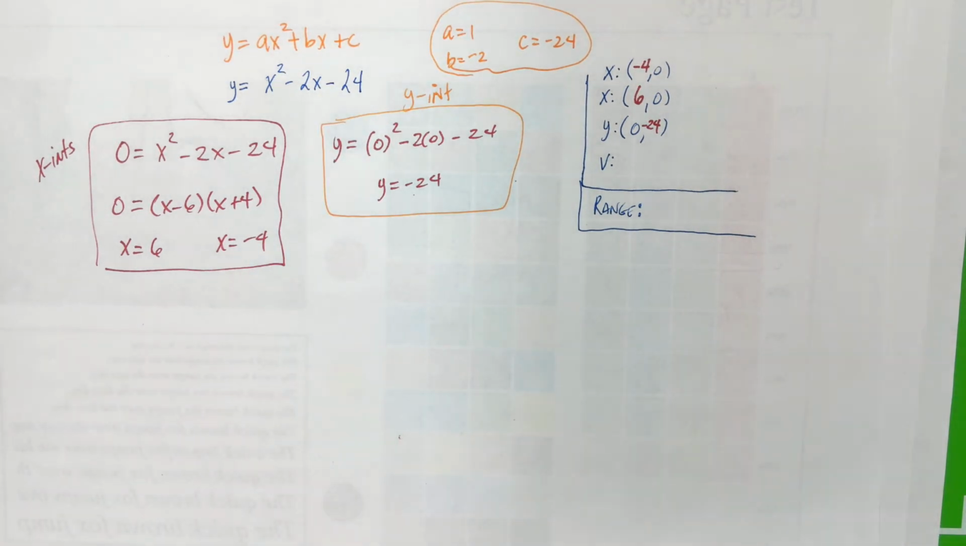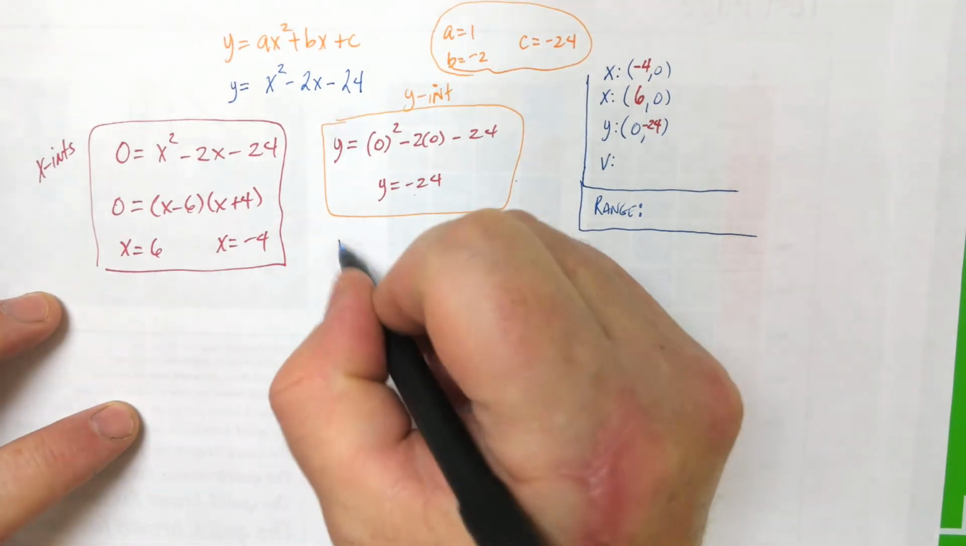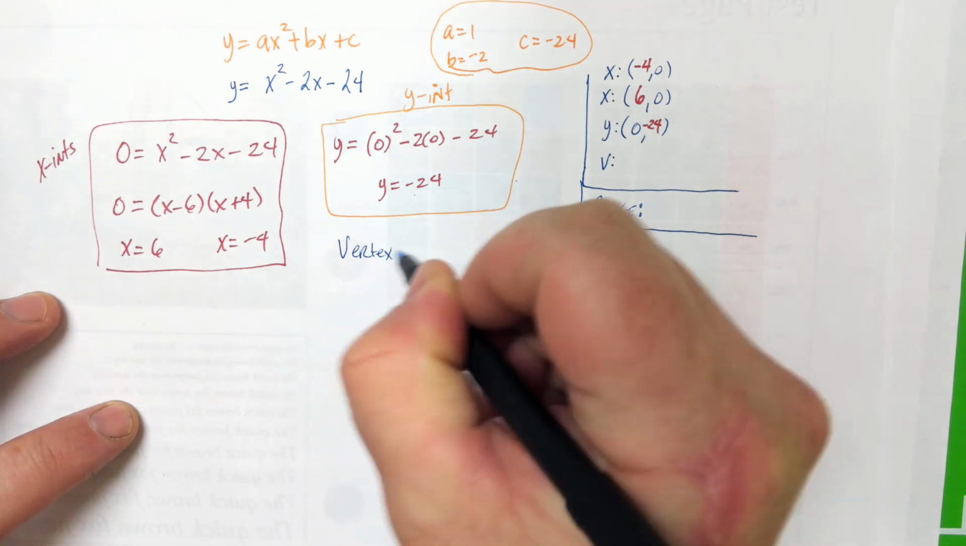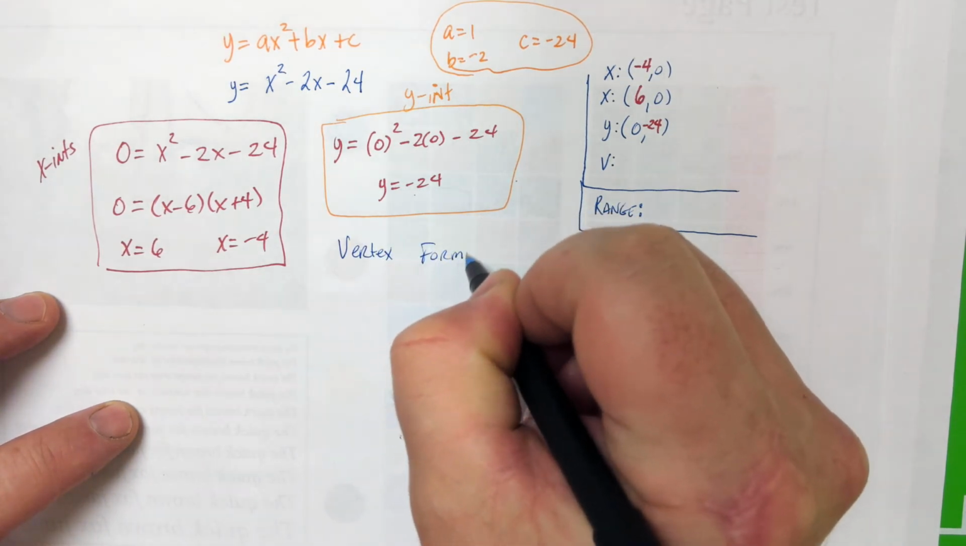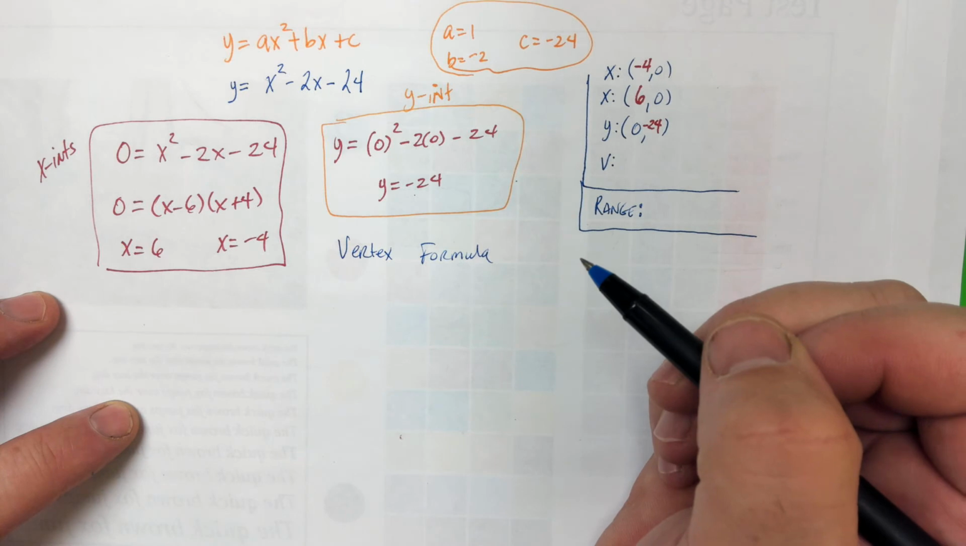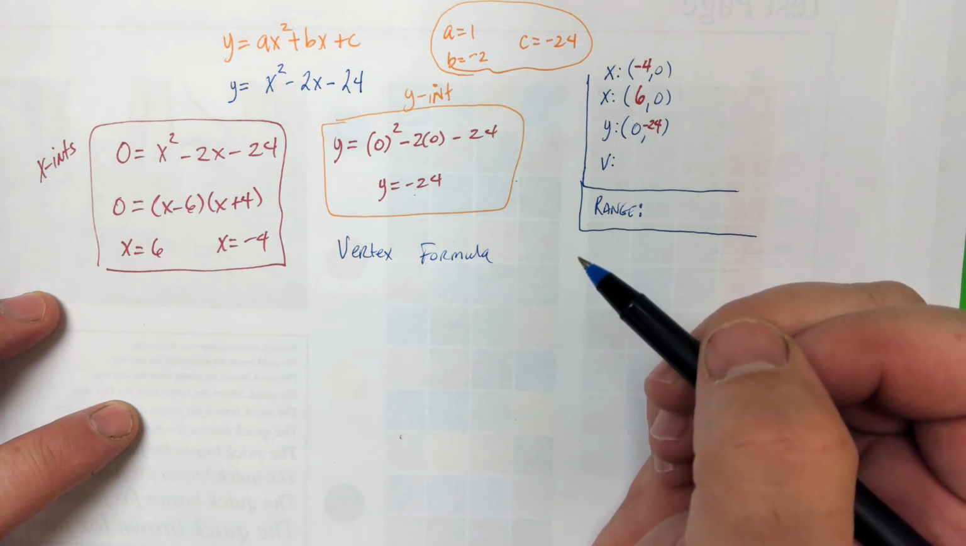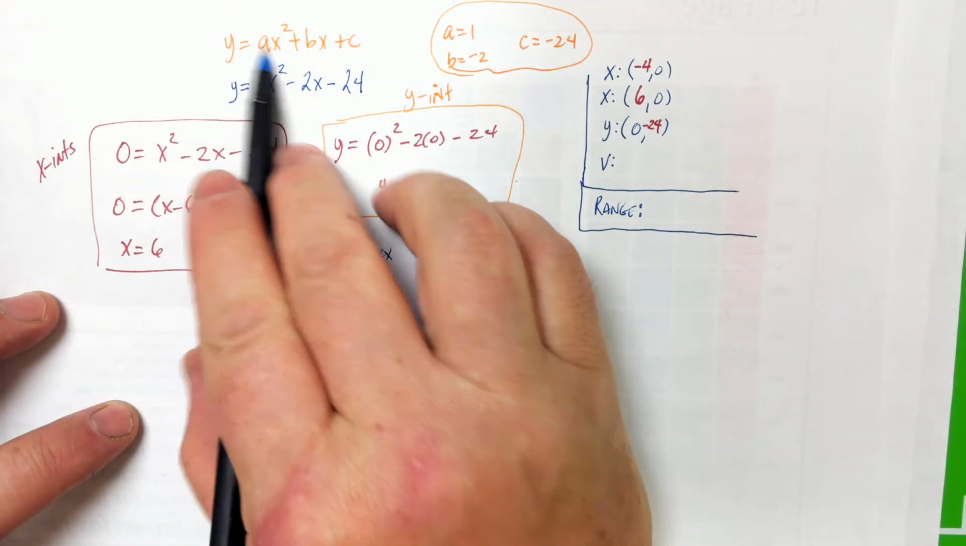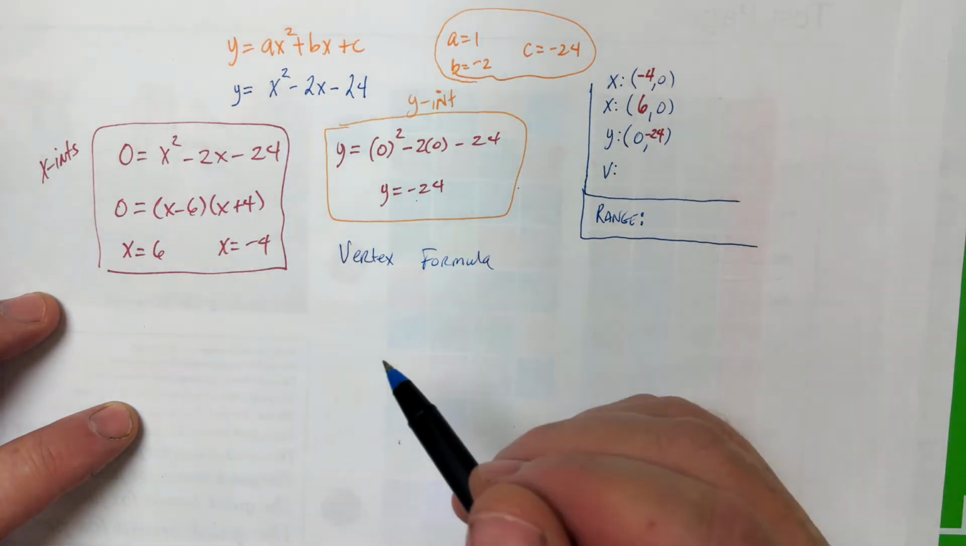Okay, now, there's a formula for the vertex. And it's going to look really ugly. I'm sorry, where did you get a equals 1 and b equals -2? Right here. A, B, and C.